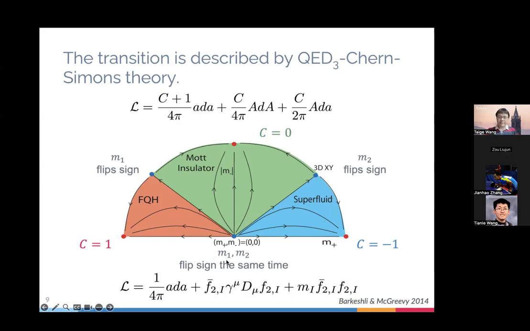Okay, but if they flip sign at the same time, you can achieve a direct transition from fractional quantum Hall to superfluid. So it might seem like an accidental critical point from this plot because it's a single point. Generically, you might think there must be an intermediate Mott insulator phase. But as I will show later, there are other constraints that forbid it and allow the direct transition.